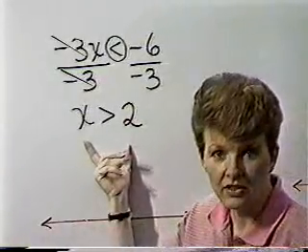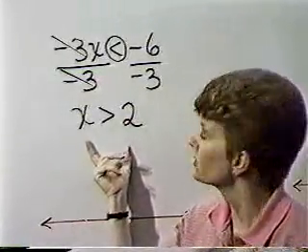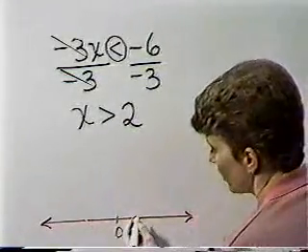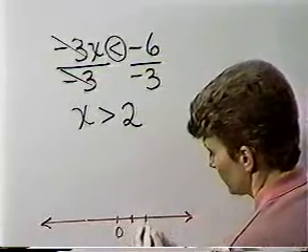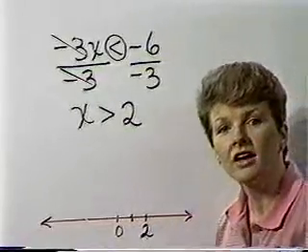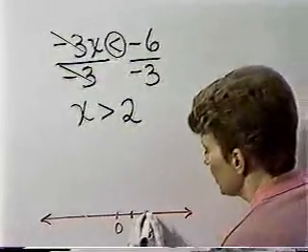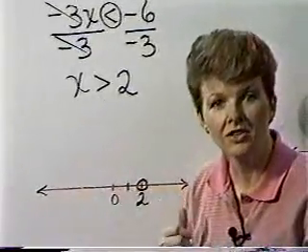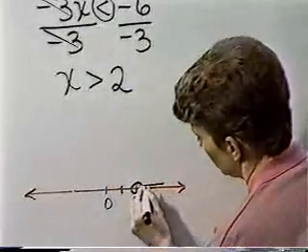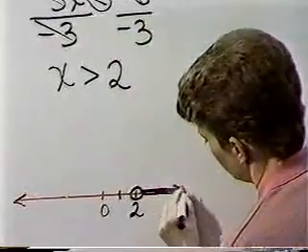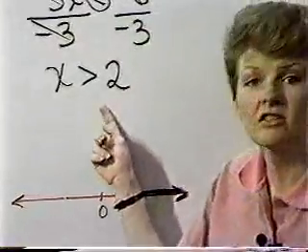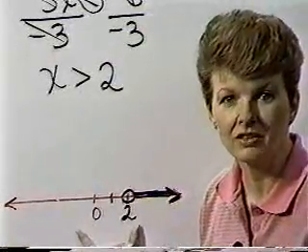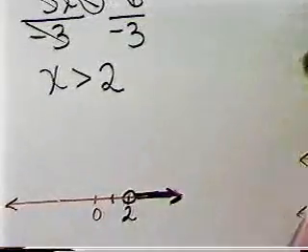Here's my solution then. Let's graph this solution. X strictly greater than 2. I'll find 2 on my number line. For strictly greater than, that will be an open circle again. Greater than, I'll shade to the right. Once again, here's my solution, and here's the graph of my solution. Let's look at some more examples.